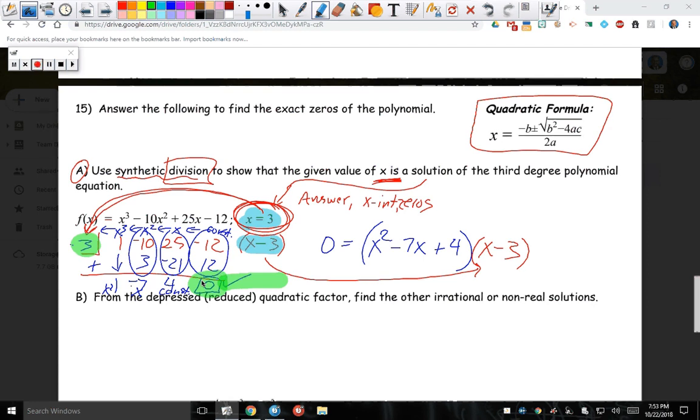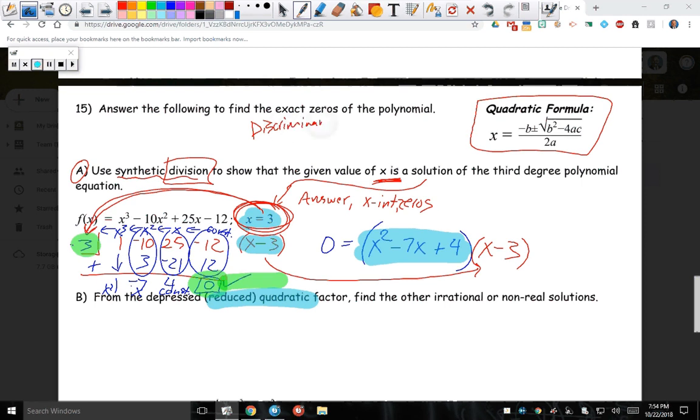Now, part B says, from the depressed, otherwise reduced quadratic factor, find the other irrational or non-real solutions. So this reduced quadratic that they're talking about is now this reduced form here. And we're going to try to factor this to find the other zeros. Okay, a couple ways you could do this. Something called the discriminant test.